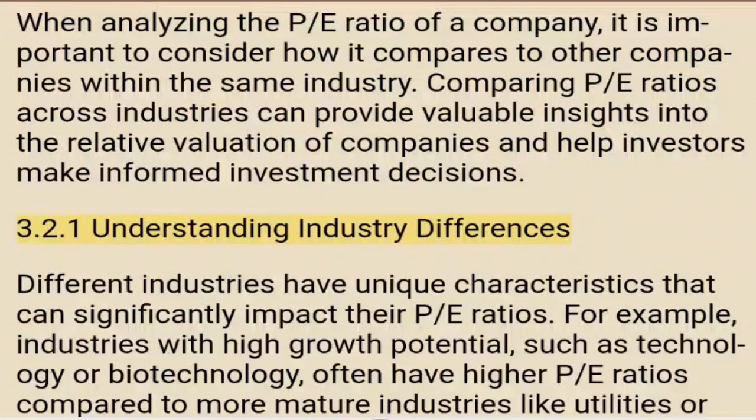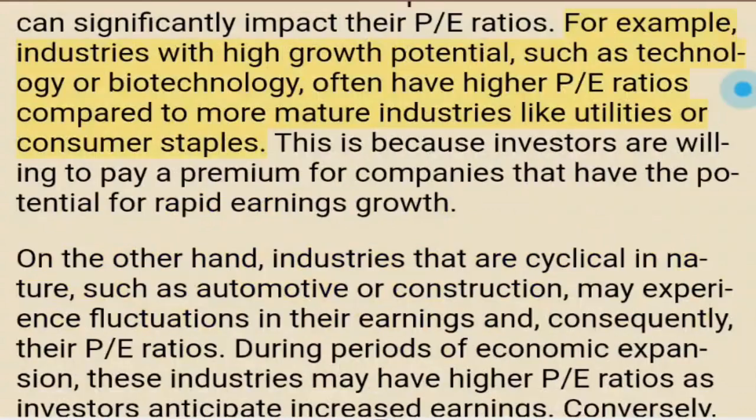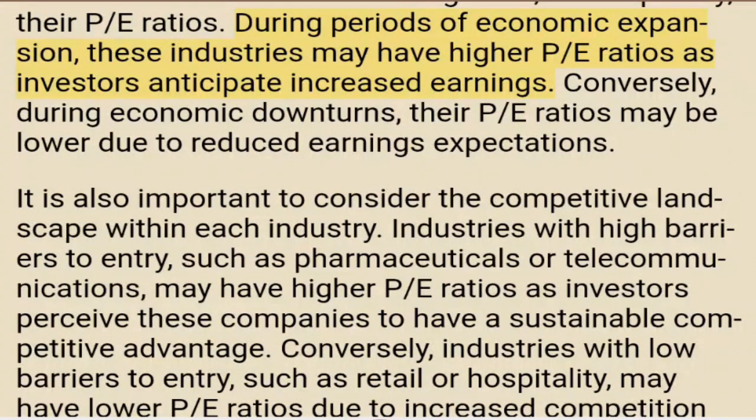3.2.1 Understanding industry differences. Different industries have unique characteristics that can significantly impact their P/E ratios. For example, industries with high growth potential, such as technology or biotechnology, often have higher P/E ratios compared to more mature industries like utilities or consumer staples. This is because investors are willing to pay a premium for companies that have the potential for rapid earnings growth. On the other hand, industries that are cyclical in nature, such as automotive or construction, may experience fluctuations in their earnings and, consequently, their P/E ratios. During periods of economic expansion, these industries may have higher P/E ratios as investors anticipate increased earnings. Conversely, during economic downturns, their P/E ratios may be lower due to reduced earnings expectations.